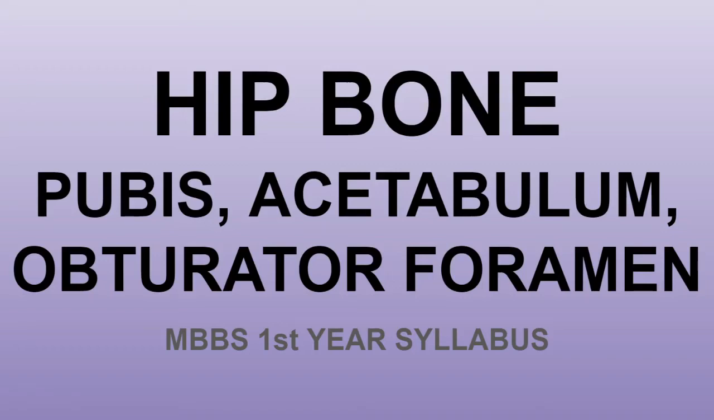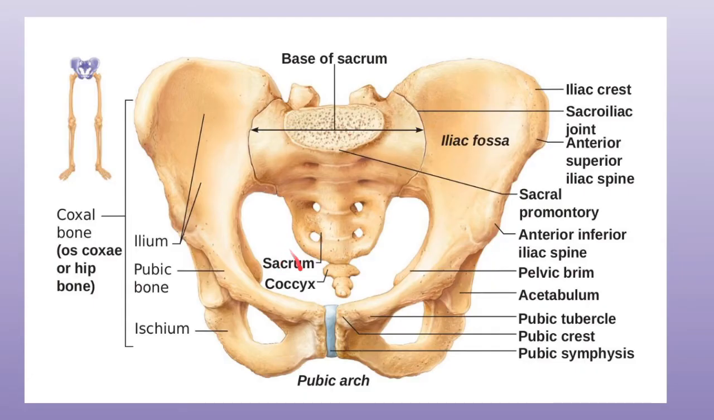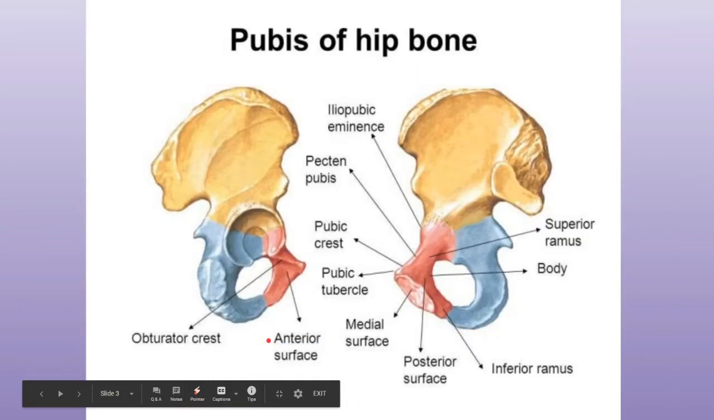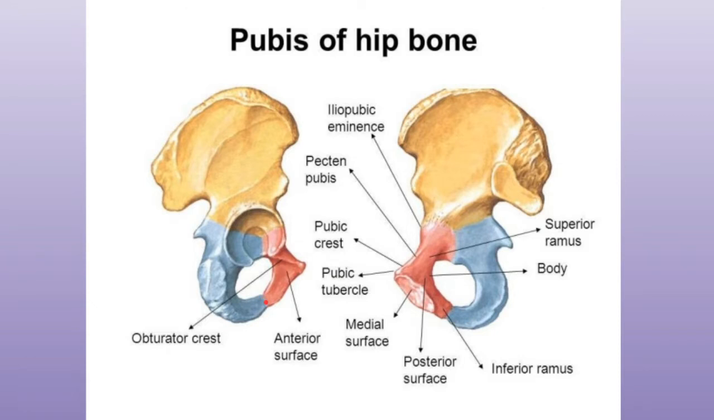Everyone. Today we'll discuss the pubis part, acetabulum and the obturator foramen of the hip bone. Now as you can see, this is the hip bone and this pink structure over here is the pubis part of the hip bone. This pubis part forms the anteroinferior part of the hip bone and the anterior 1/5 part of the acetabulum.